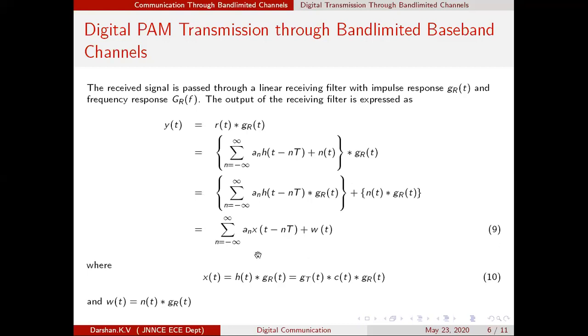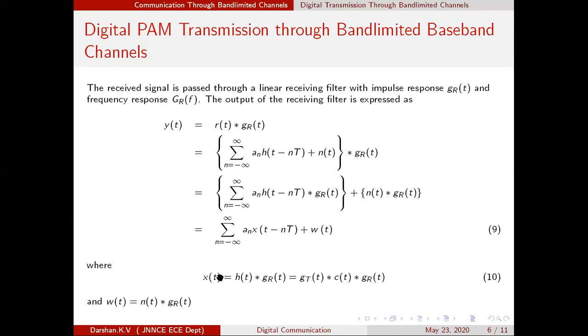What does this x represent? x is written as follows: h of t convolved with g_R of t, or x is nothing but g_T of t convolved with c of t convolved with g_R of t.